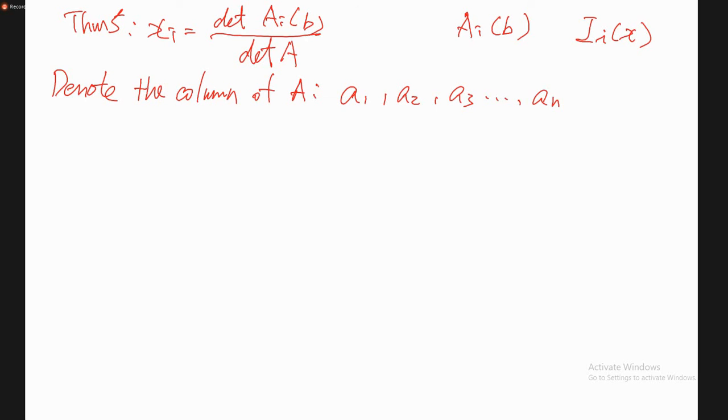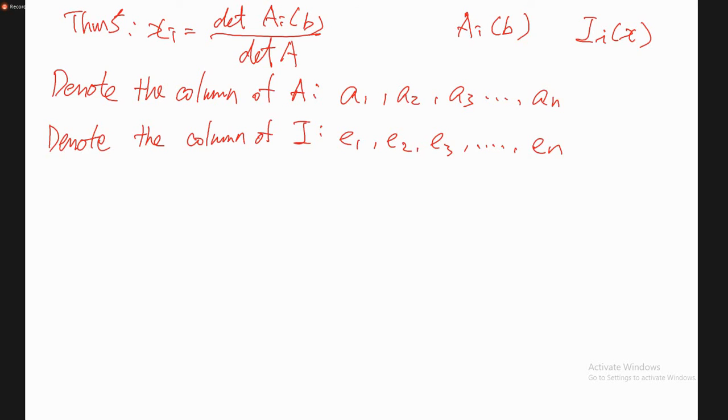On the other hand, I would also like to denote the column of the identity matrix as follows: E1, E2, E3, until En.